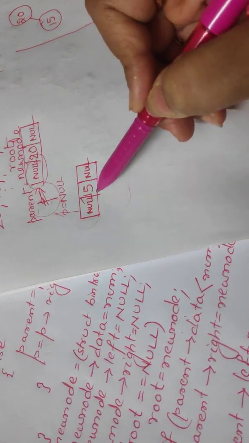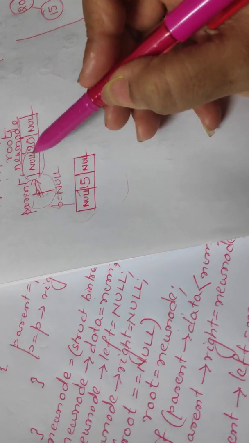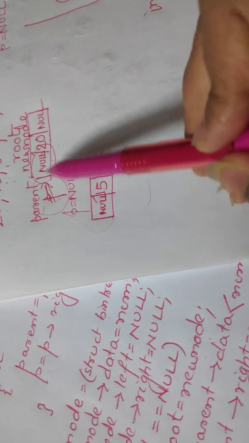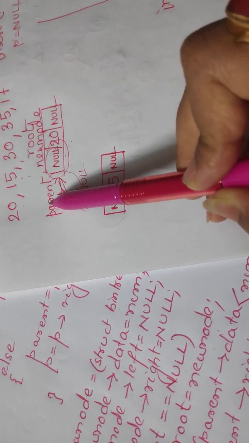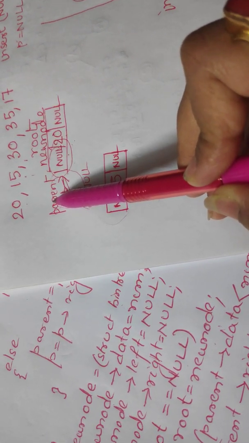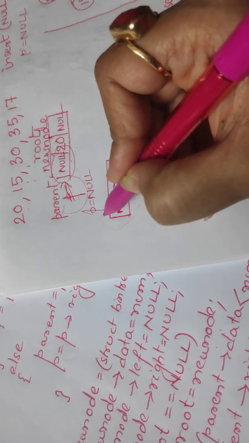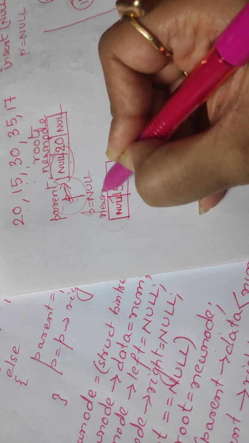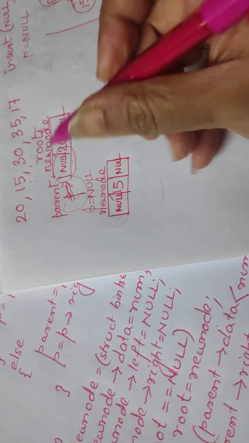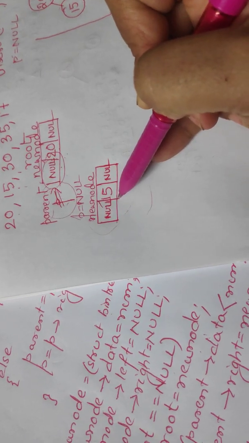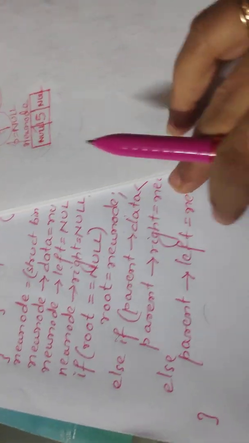So where will 15 get inserted? 15 will get inserted on the left hand side of 20. Now if you see, 20 is getting pointed by the pointer parent, and this 15 is getting pointed by the pointer new node. So that means parent left will become new node. So let's see how we are doing that.